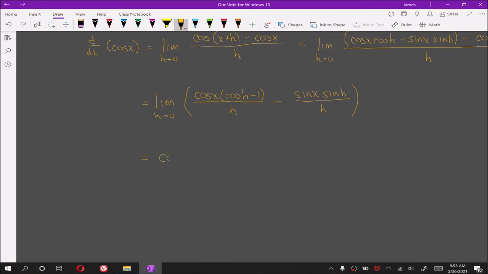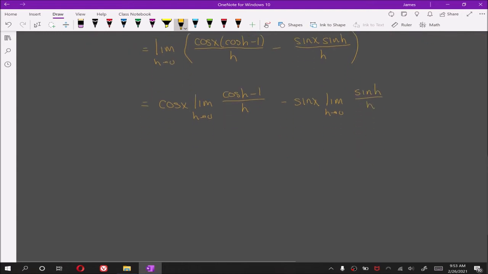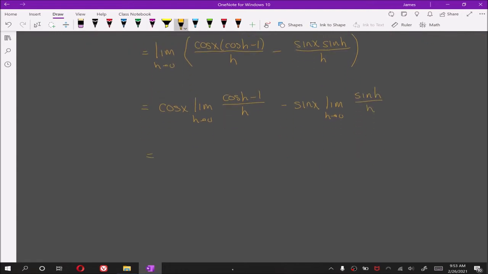This is now two limits. We can factor out a cosine of x. We're left with limit as h approaches 0, cosine of h minus 1 all over h. Minus, we can factor out a sine x, and we're left with the limit as h approaches 0, sine of h over h. And just like in the derivation of sine, that first limit is 0, that second limit is 1. And so what we find is that the derivative of cosine of x is negative sine of x.